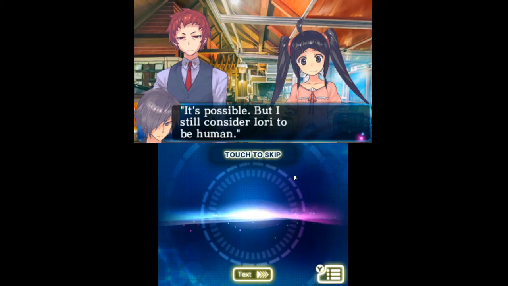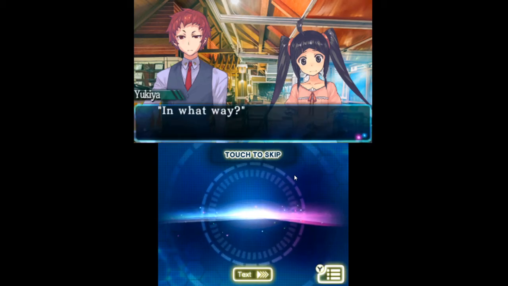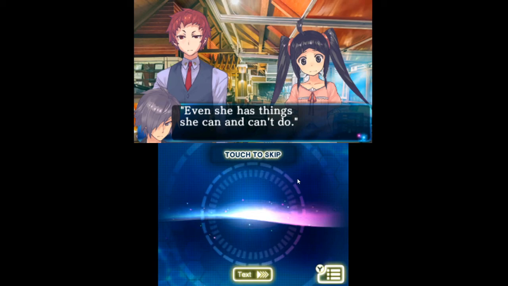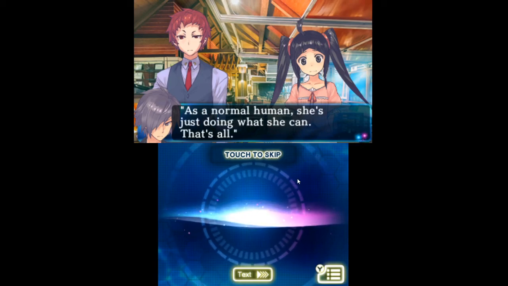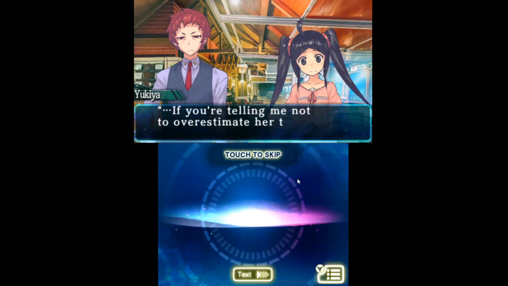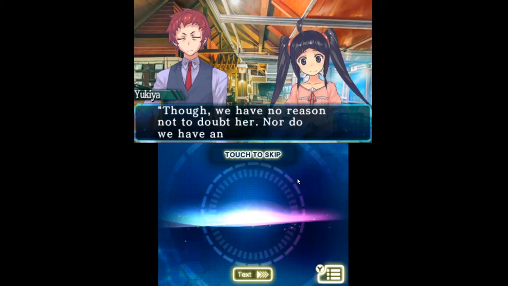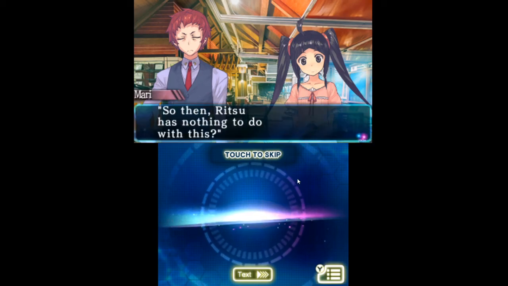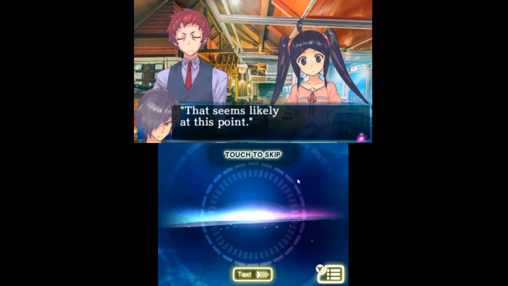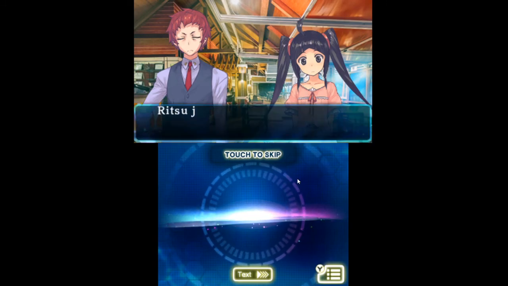It's possible, but I still consider Eoli to be a human. In what way? Even she has things she can and cannot do. As a normal human, she's just doing what she can, that's all. If you are telling me not to overestimate her, then I will bear that in mind. Though we have no reason not to doubt her, nor do we have any other leads. Of course, it doesn't change that she's our prime suspect. That seems likely at this point.